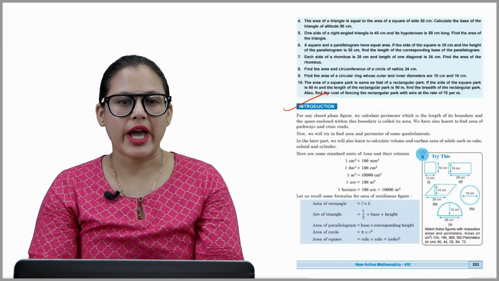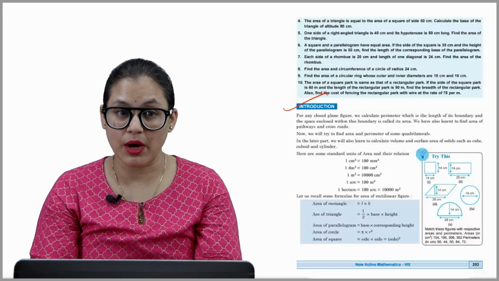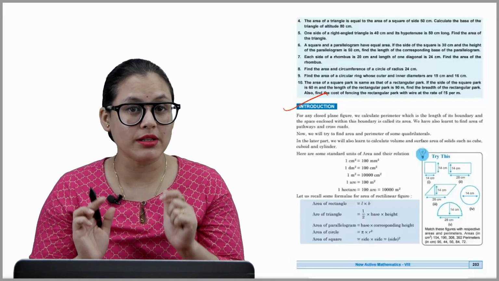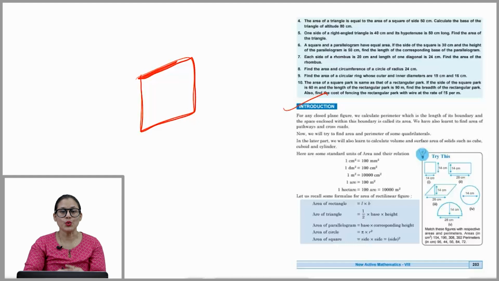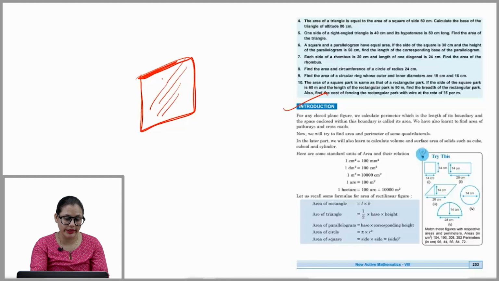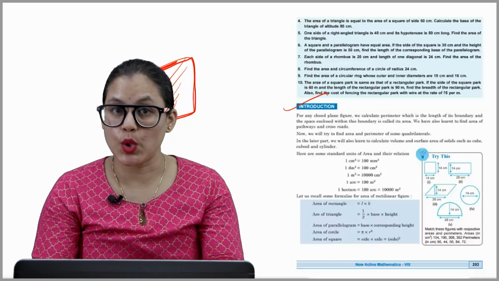Introduction. For any closed plane figure, we calculate perimeter, which is the length of its boundary, and the space enclosed within this boundary is called its area. For example, this is the perimeter, means the total length of the boundary, and the space which is enclosed within the boundary is called area. We have also learned to find area of pathways and crossroads.